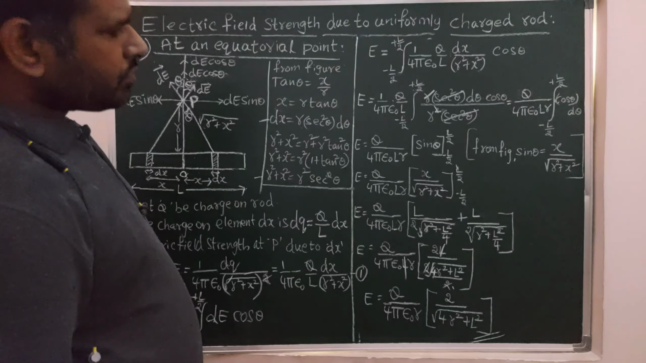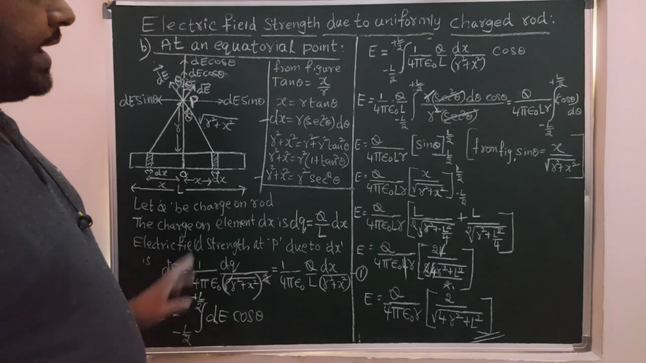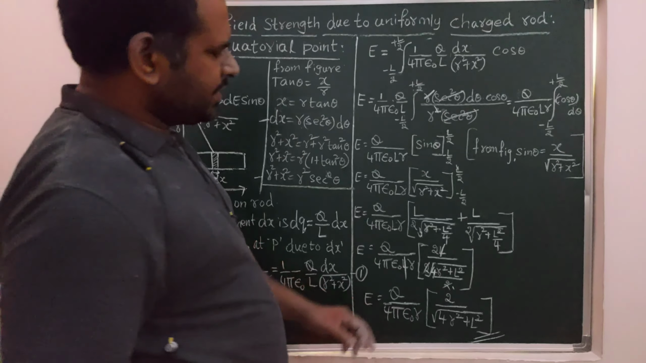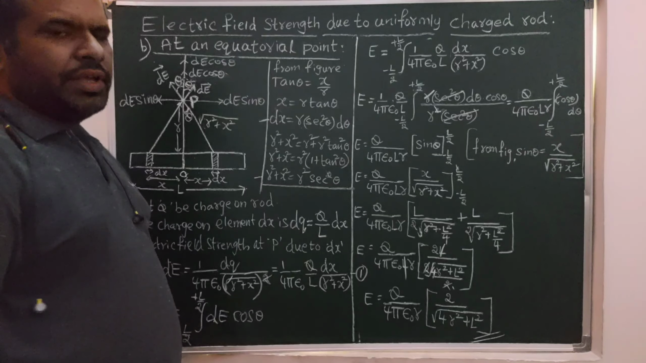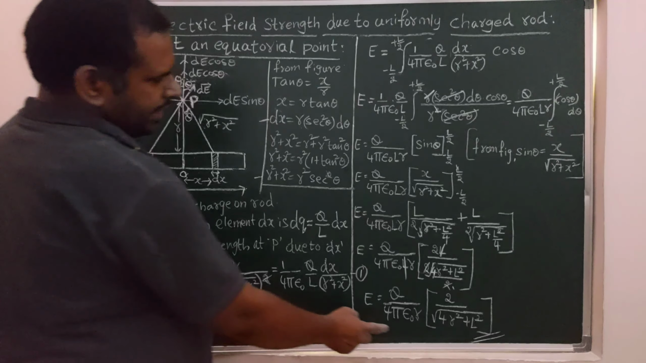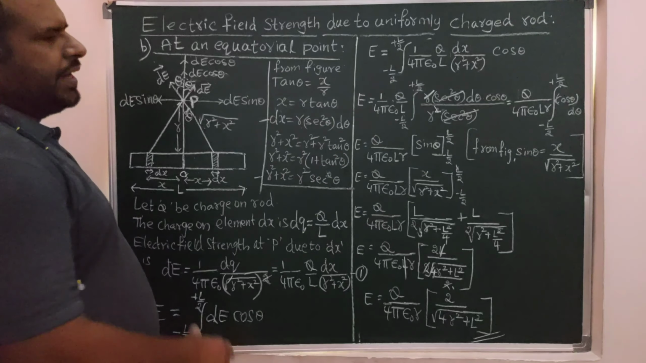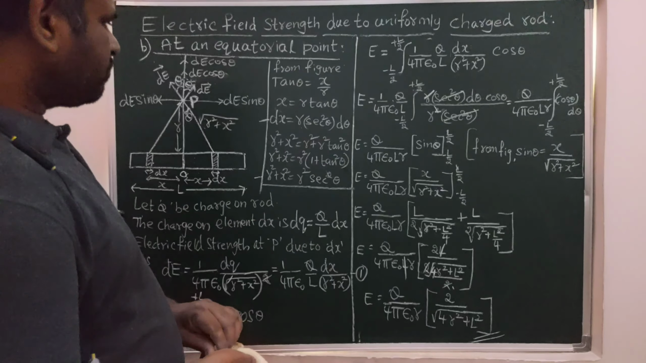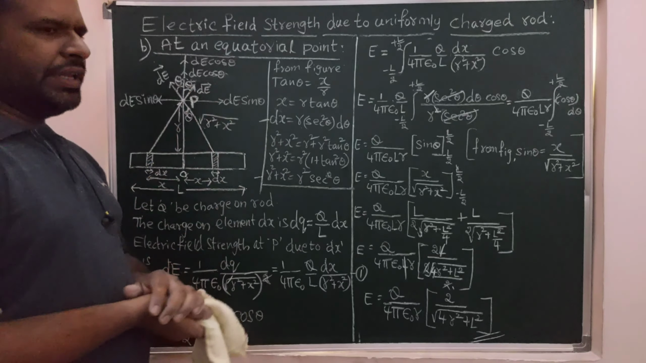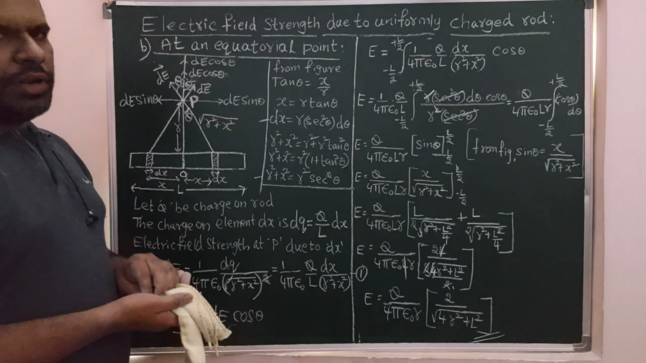Okay, so this is the complete derivation. In most books they give the direct step, directly after this step. Most of the students have doubts, so that's why I explained clearly. Note this down, and practice it once. This is the electric field strength due to a uniformly charged rod at an equatorial point. In the last video I explained the axial line; in this video, the equatorial point.